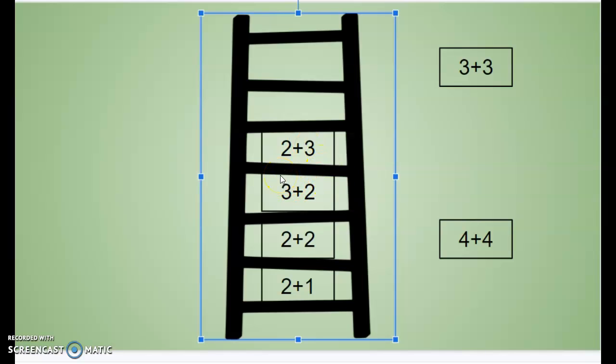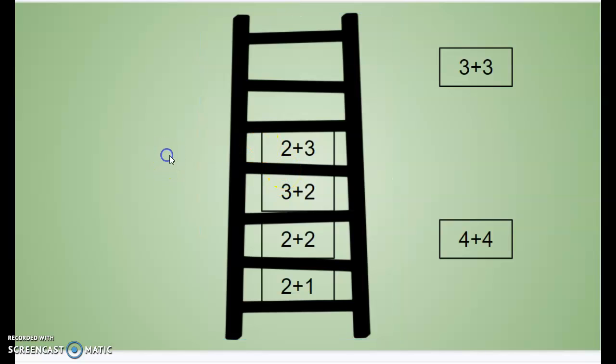Now, remember, when we're adding, it doesn't matter if we switch the numbers, we're still going to get the same sum. It's called the commutative property of addition. 3 plus 2 is equal to 2 plus 3. Now look at the other ones following that. Which one can go next? If you said 3 plus 3, good job. 3 plus 3 is 1 or more than 2 plus 3.